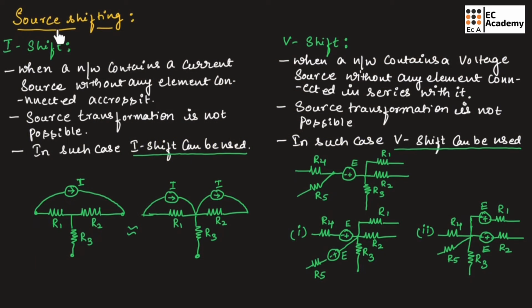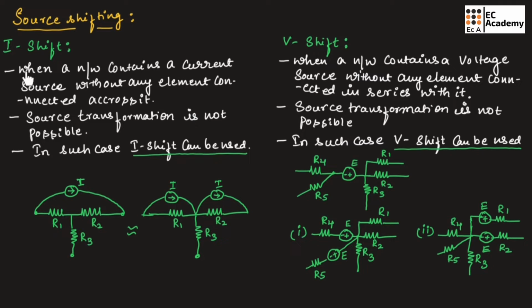In this lecture, let us understand source shifting. In the previous lecture, we understood about source transformation. During network analysis, wherever we can't perform source transformation, first we will perform source shifting and then we will perform the source transformation. There are two types of source shifting. First one is I shift, which is current shift, and second one is V shift, which is voltage shift.